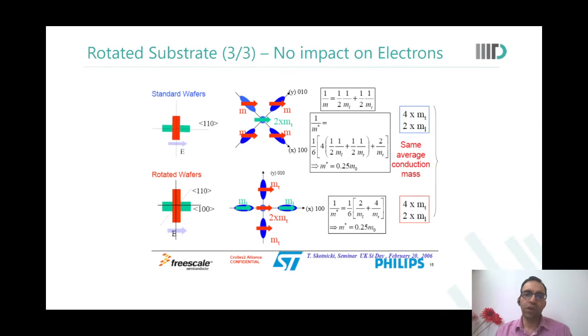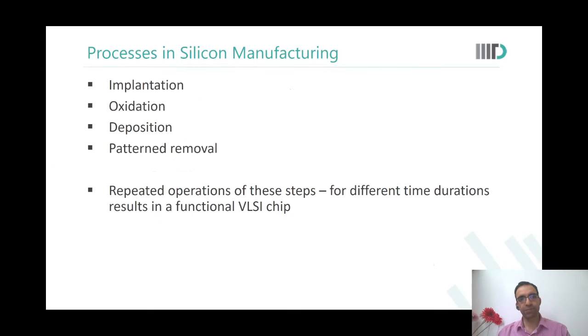Okay. So once the wafer is ready, you know that I have to use a rotated substrate and everything. Then you go into the manufacturing phase. And interestingly, in silicon manufacturing, there are a few steps which are just repeated over and over again. These are implantation, oxidation, and deposition. Implantation is in fact a front-end process, and deposition is subsequently a back-end process. So what are we saying?